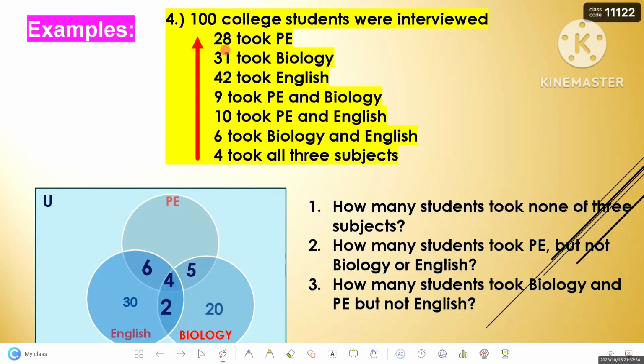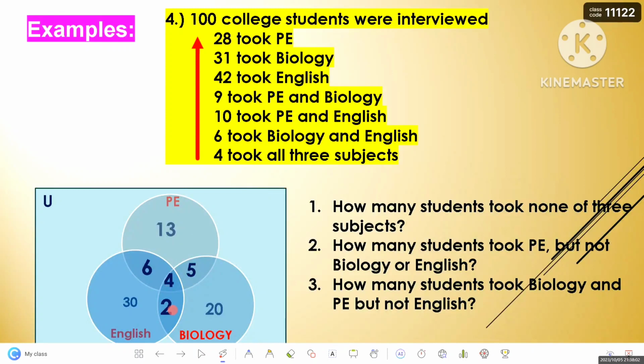And last, 28 students took PE. Ito naman ngayon ang ating focus. So, meron na tayong 6 plus 4, 10 plus 5, 15. Since this is 28, 28 minus 15, our answer is correct, 13. When we add this all, we get 28. So 13 plus 6 plus 4 plus 5 is 28.